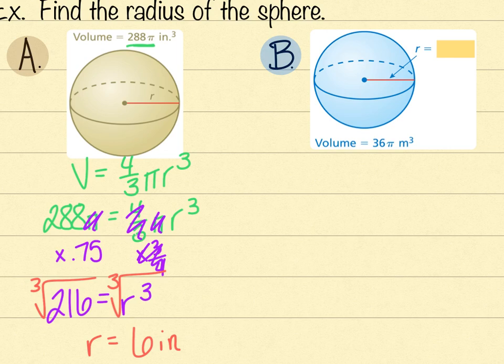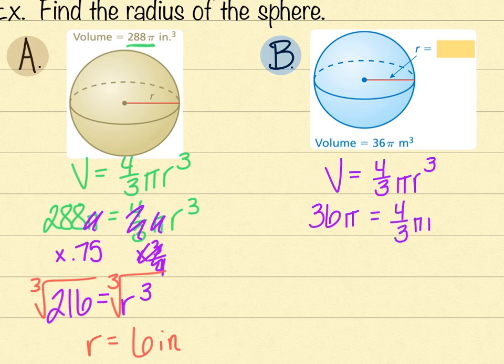All right, on example B, we have the volume of 36 pi, and we're supposed to find the radius again. So our formula again is V equals 4/3 pi r cubed. And we're going to plug 36 pi in for the volume. And then we're going to solve and get r cubed first by itself by getting rid of the pi and getting rid of the 4/3. Now, because both sides, just like in the last problem, are written in terms of pi, we can divide both sides by pi and just cross that pi out.